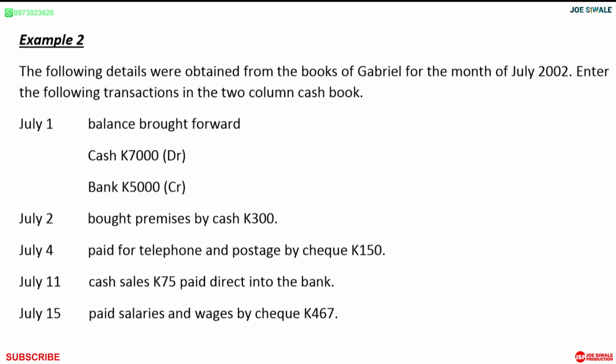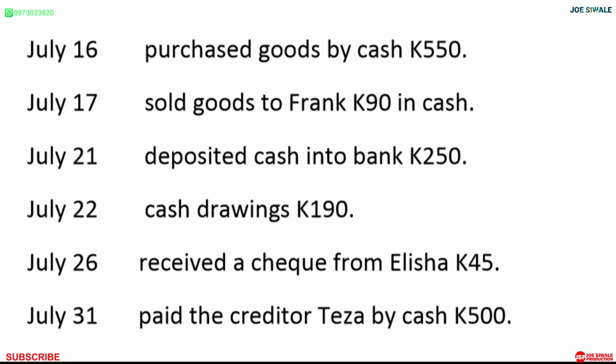Then on the 2nd of July, bought premises by cash amounting to 300 kwacha. 4th of July, paid for telephone and postage by check amounting to 150 kwacha. Then on the 11th of July, cash sales amounting to 75 kwacha paid direct into the bank. Then on the 15th of July, paid salaries and wages by check amounting to 467 kwacha. Then on the 16th of July, purchased goods by cash amounting to 550 kwacha. On the 17th of July, sold goods to Frank amounting to 90 kwacha in cash.